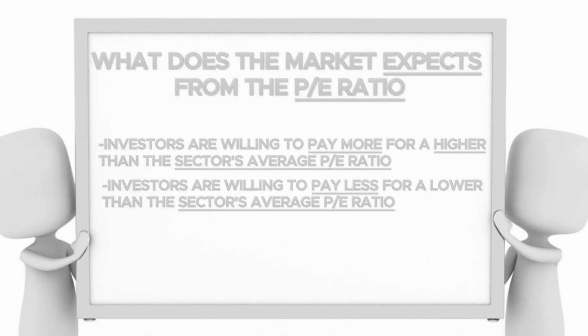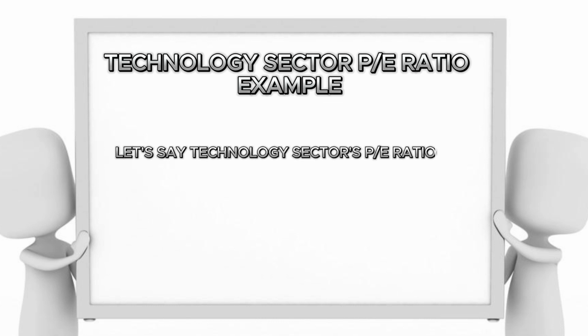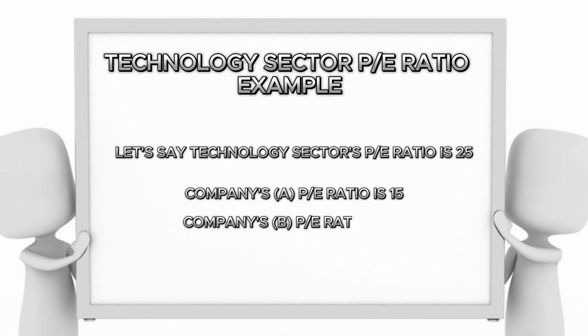Let's see an example. Let's say that the technology sector PE average is at 25, and we have to choose between company A that has a PE ratio of 15 and company B that has a PE ratio of 30. Professional investors would choose company B, even though the earnings are more expensive. Investors are paying more money because the company evaluates itself as more expensive for a reason.